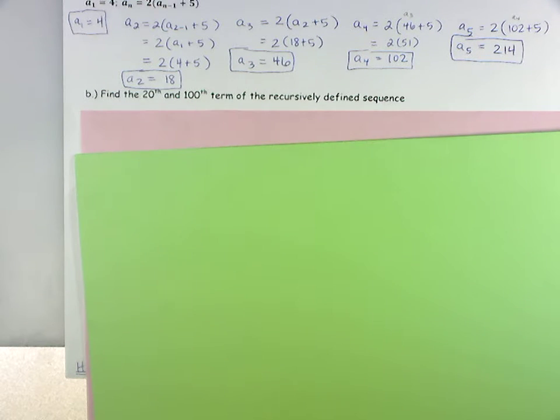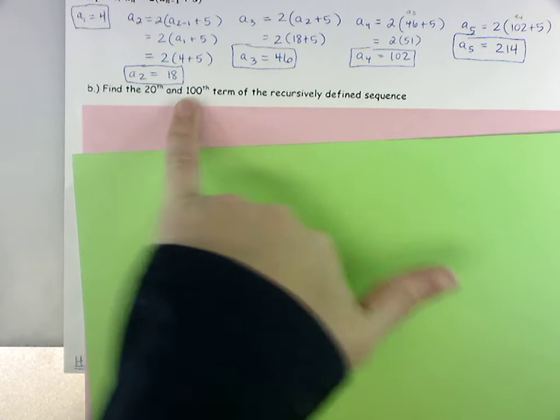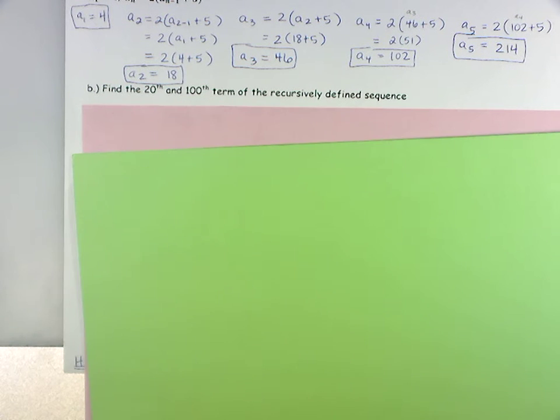Okay, so we are going to find the 20th and the 100th term. And I don't know about you guys, but it does not sound like a lot of fun to me to write out 99 terms just so I can get to the 100th term. So I'm going to show you how you can do this on your graphing calculator. And we are going to use the last and final mode on your calculator. So we've actually used all of the modes this year.